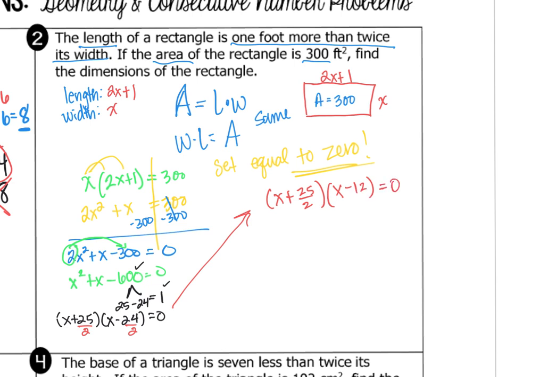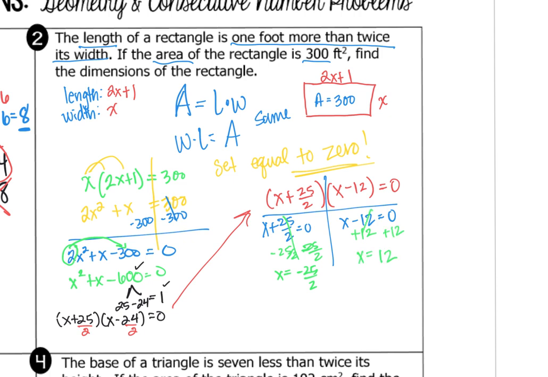And again, once we've factored, we always do the same next step after that. We t-bar to separate our two factors. Each factor gets set equal to 0, and we solve each of these factors for x. So here we would subtract 25 halves from both sides, and one possible solution would be negative 25 halves. For the other side of my t-bar, we're adding 12 to both sides, and we get x is equal to positive 12.